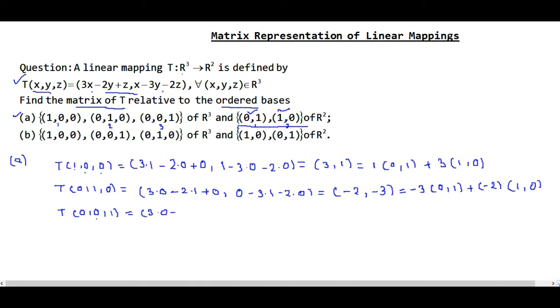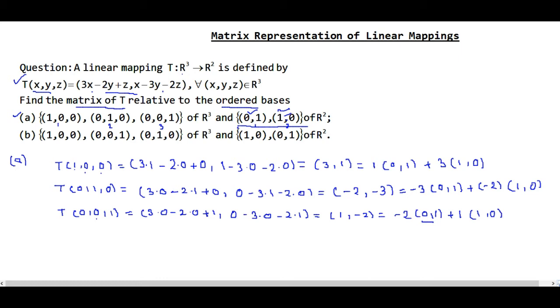Next express the third vector of the basis, which is (0, 0, 1), as a linear combination. Here x is 0, y is 0, z is 1. Put the values in this formula: 3 into 0 minus 2 into 0 plus 1, comma 0 minus 3 into 0 minus 2 into 1. After the calculation, we get (1, -2). If I express (1, -2) as a combination of (0, 1) and (1, 0), we get -2 (0, 1) plus 1 into (1, 0).